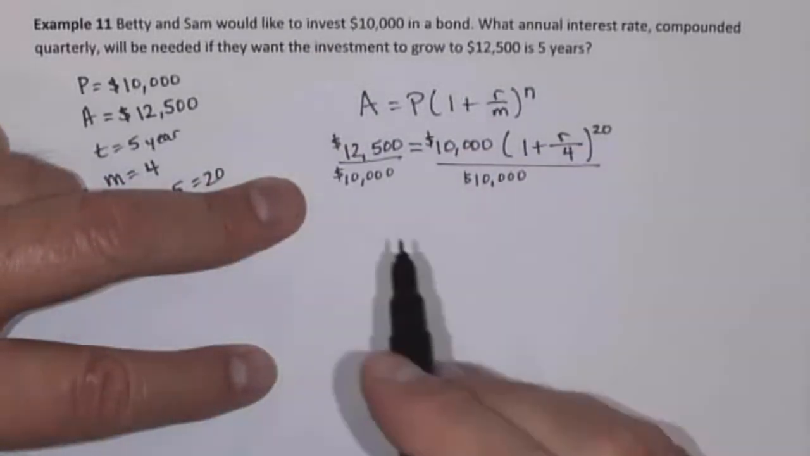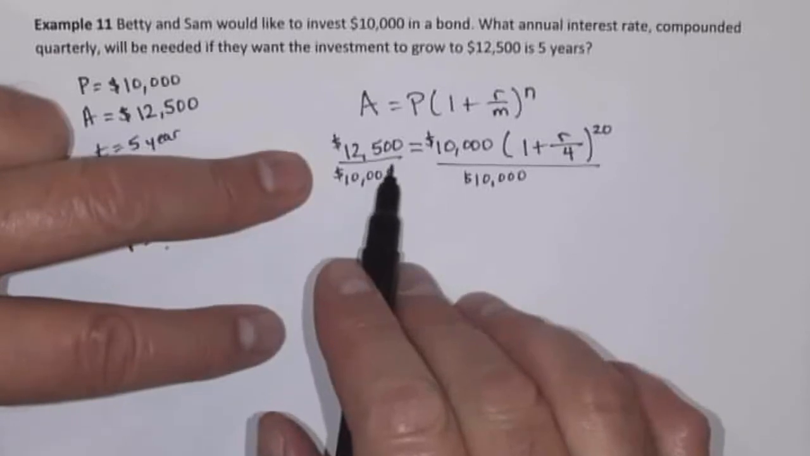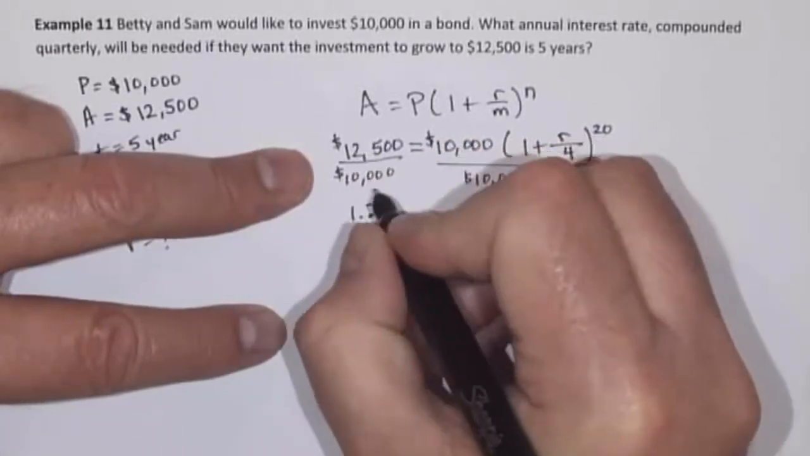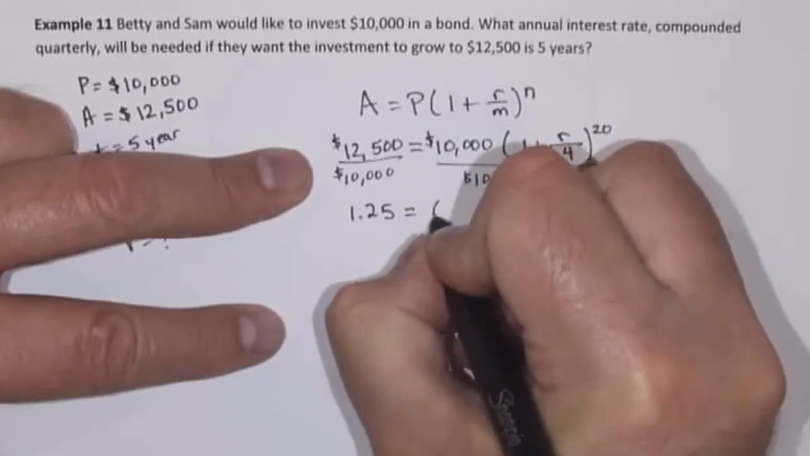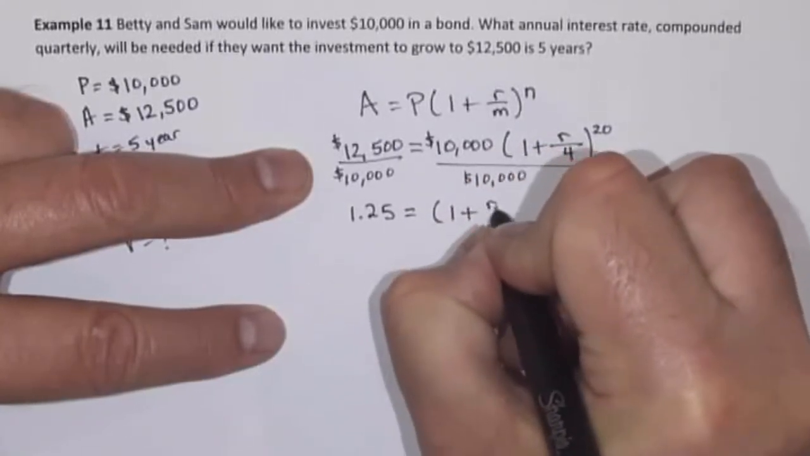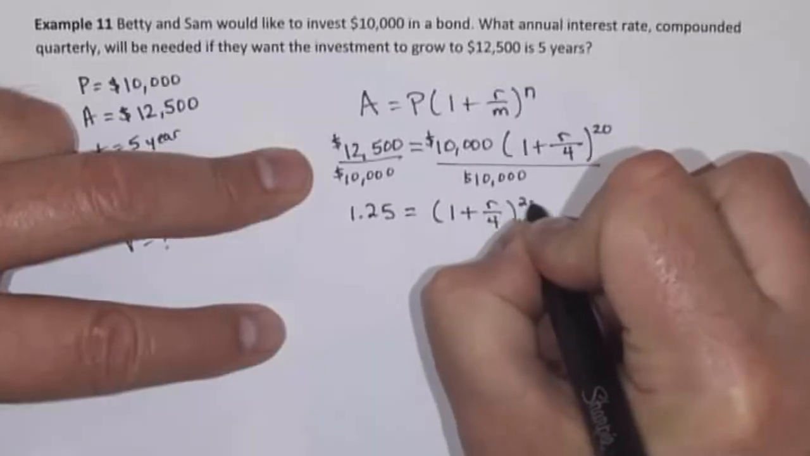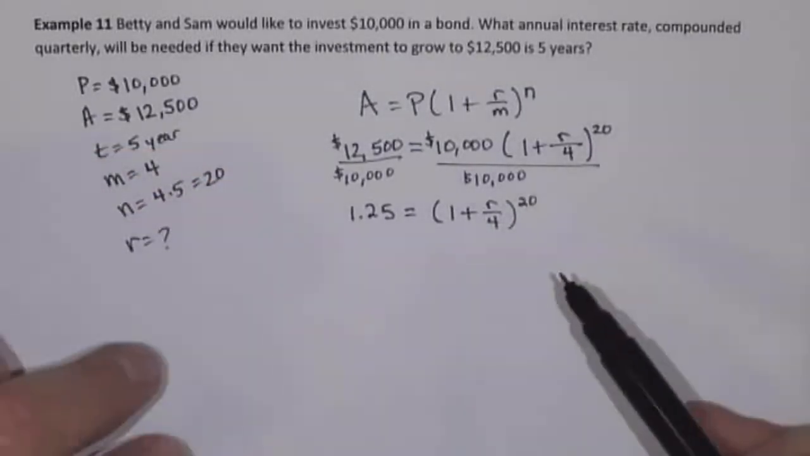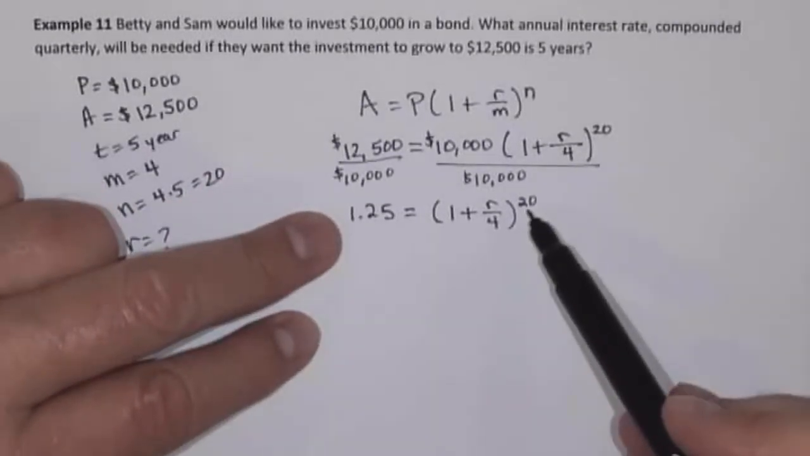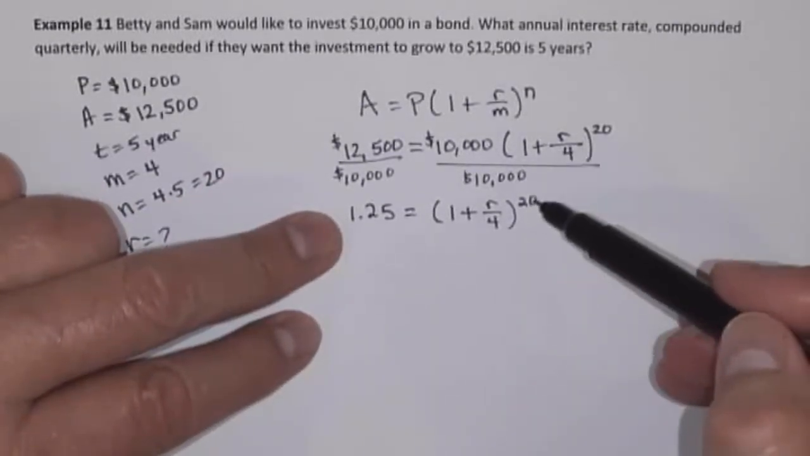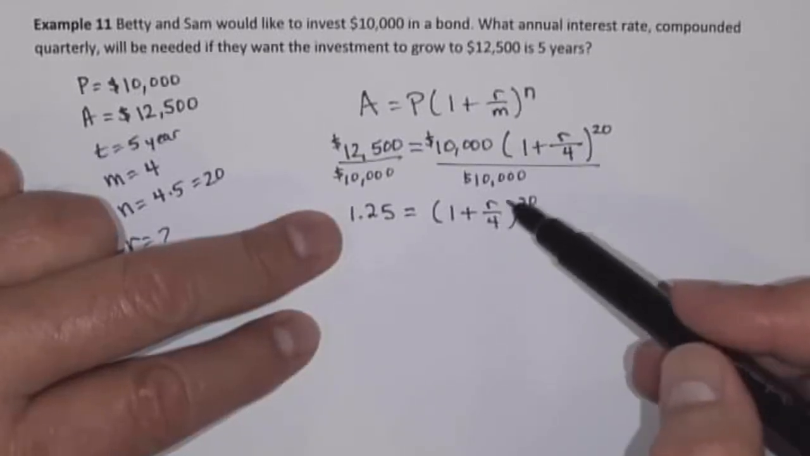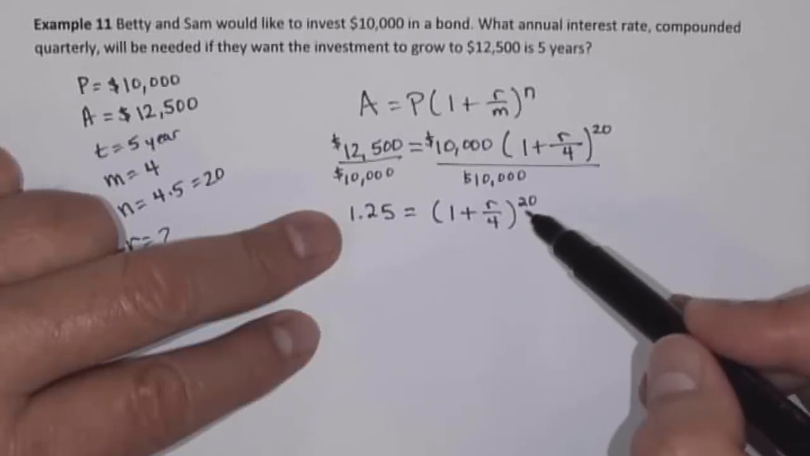If you take 12,500 divided by 10,000, that's going to be 1.25. Again, the dollar signs divide out, and that's going to equal 1 plus R divided by 4 raised to the 20th power. Now this is different from our previous problem in example 10, because in our previous problem we had the variable in the exponent. This time the variable R is not the exponent, it's inside the parentheses here. But I need to get rid of that 20.